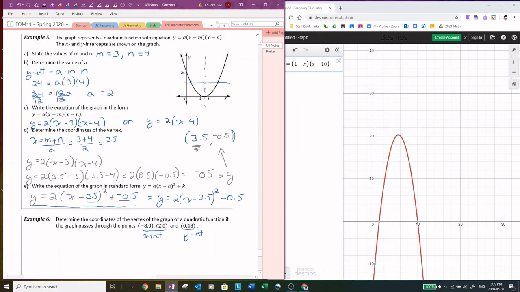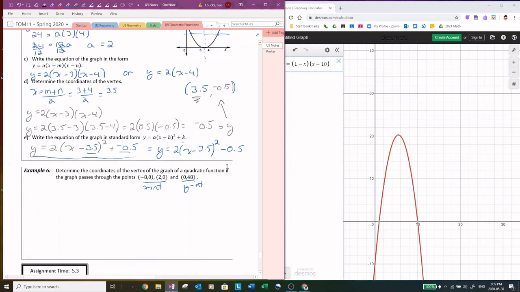Well, other than we knew which way it opened, but we could sketch this really quickly and know which way it's got to go. So let's do this. So we've got y equals a times x minus m times x minus n. So y equals a times, the x-intercepts are -8 and 2, so that's going to be x plus 8 and x minus 2, not 0.